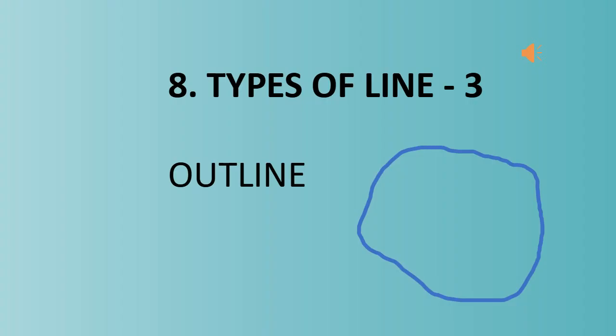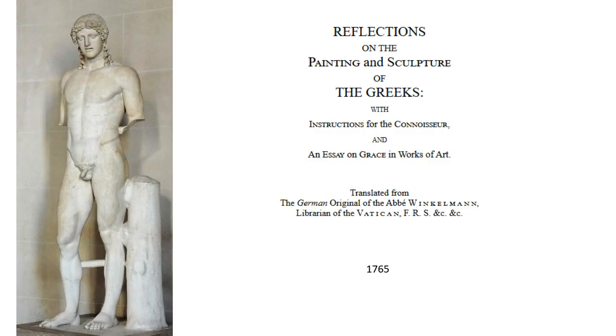I'm going to now look at another kind of line that has been much discussed in aesthetics. This is the outline or the boundary line that you can draw around an object. This kind of line was the focus of an innovative study of Greek art by the German art historian Winckelmann, which was published in the late 18th century.